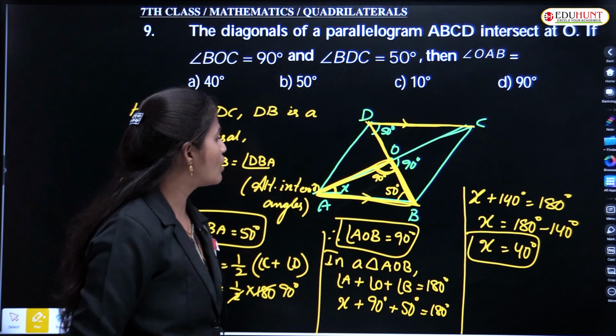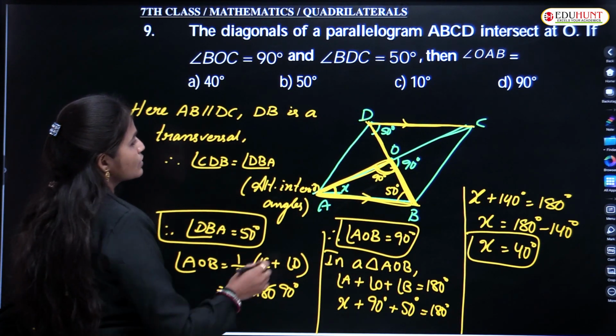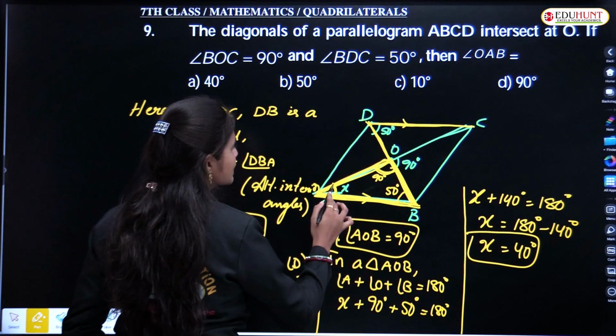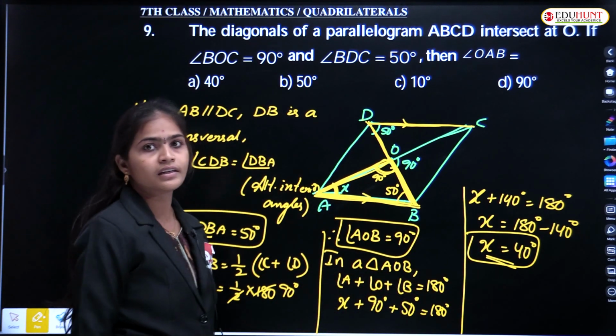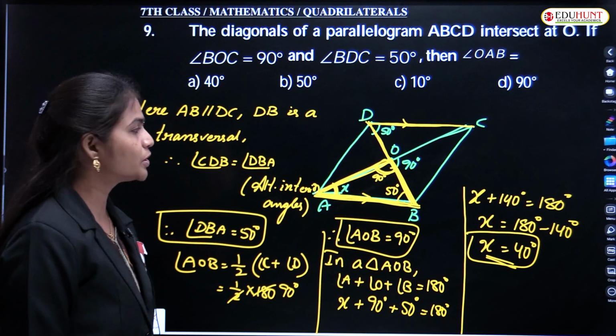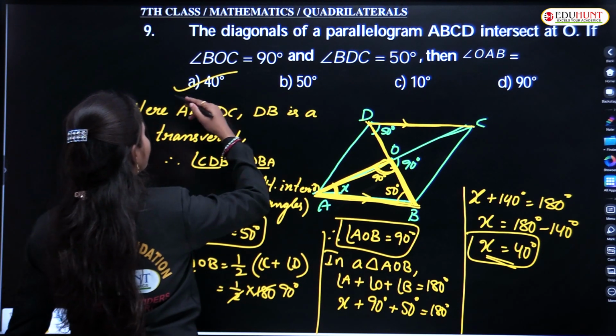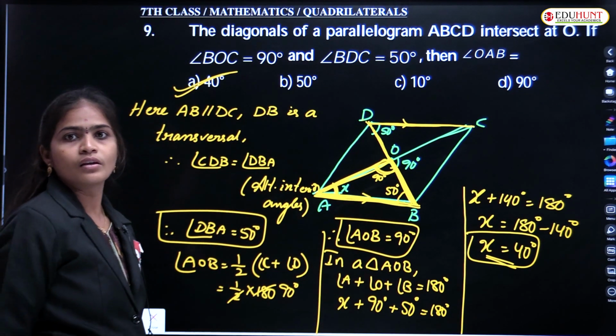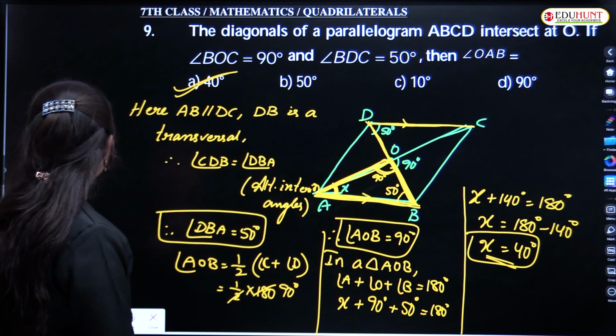Is it clear? So angle OAB, here X is equal to 40 degrees. Is it clear? So which option is correct? Yes, option A is correct here. Okay children. So see that next one.